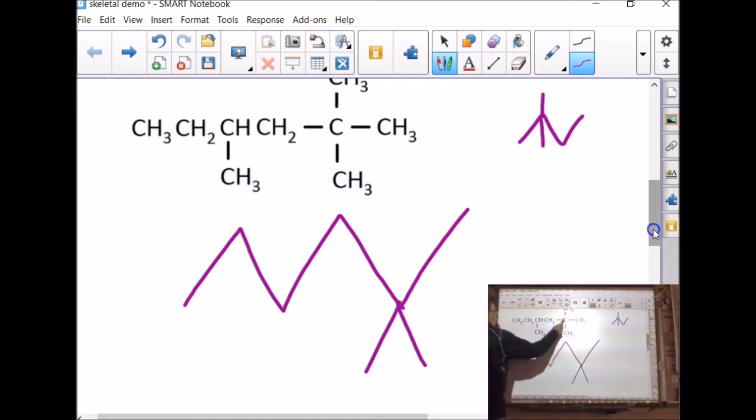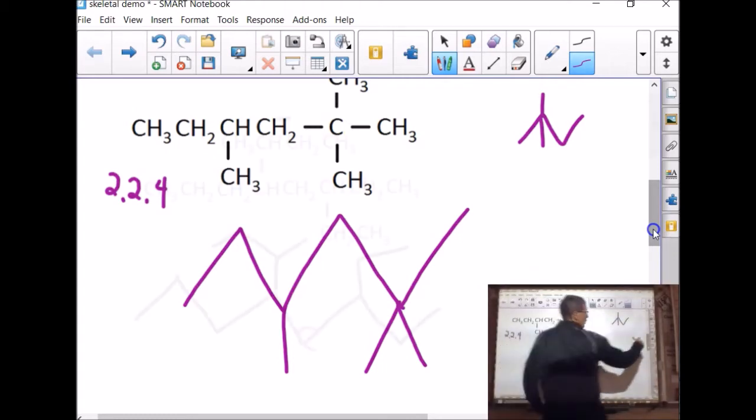And then, so 1, 2, 3, 4. That other methyl would look like that. So what's the name of this shape here? 2, 2. So 1, 2, 3, 4. So 2, 2, 4-trimethylhexane. Good, okay. We didn't name this top one up here.